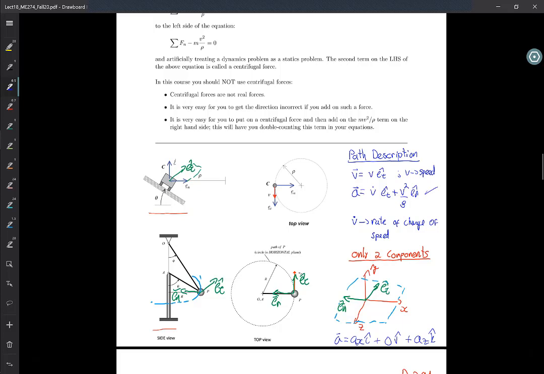Any questions about this? Okay, please take a look at that conceptual problem and go over it because it's really important. It really shows the concepts that we need to know.